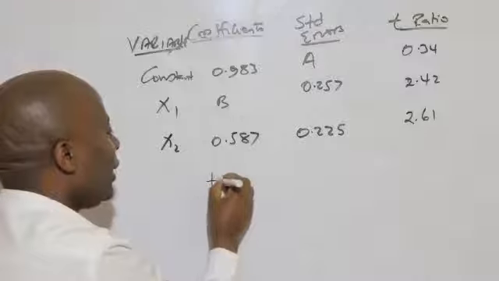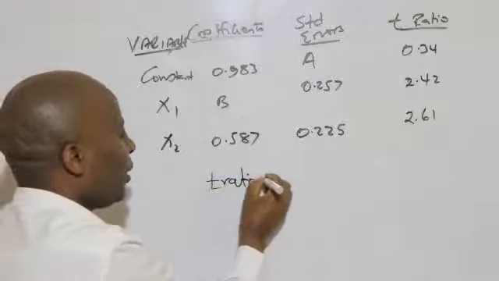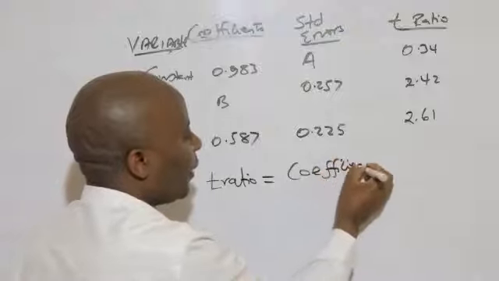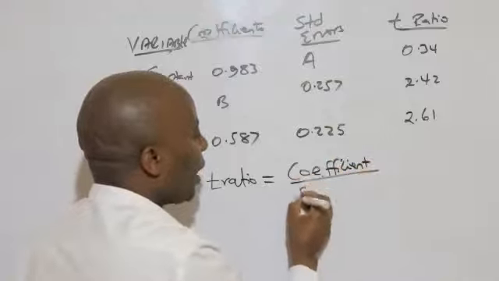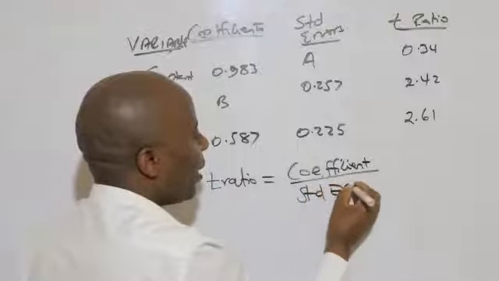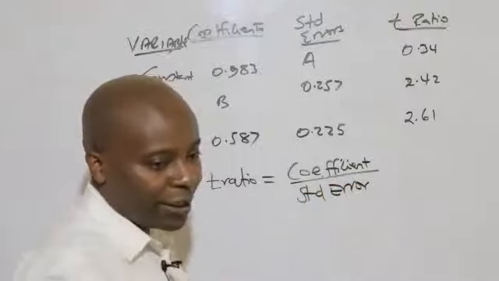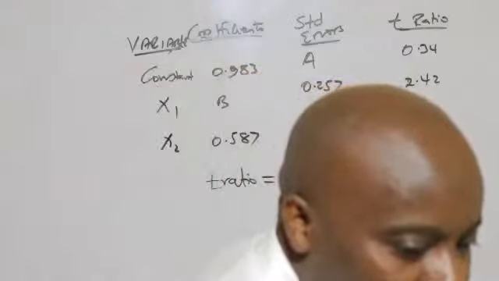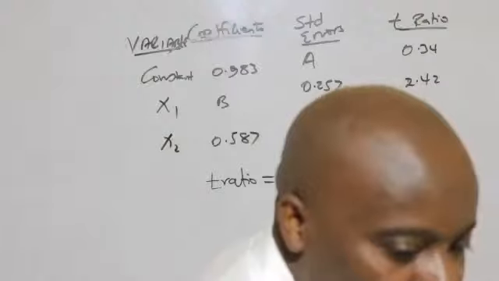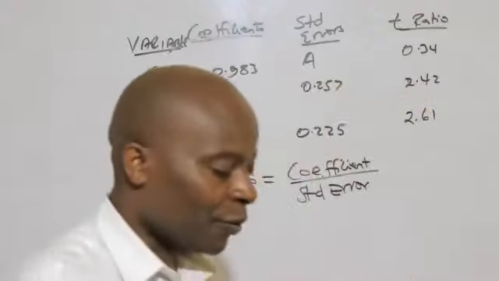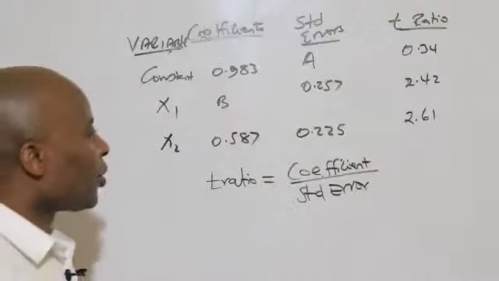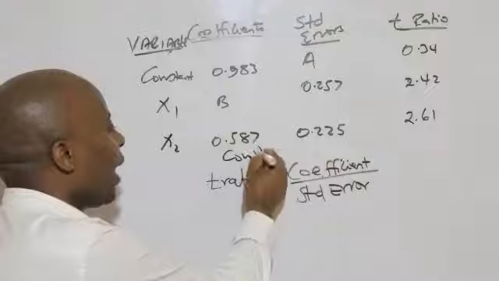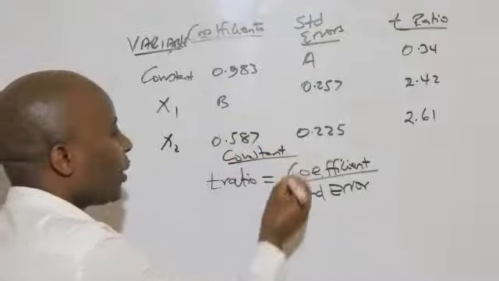We know that T ratio should be equal to the coefficient over the standard error. Coefficient over the standard error. So, ladies and gentlemen, look at the constant. Let us evaluate the constant first of all.